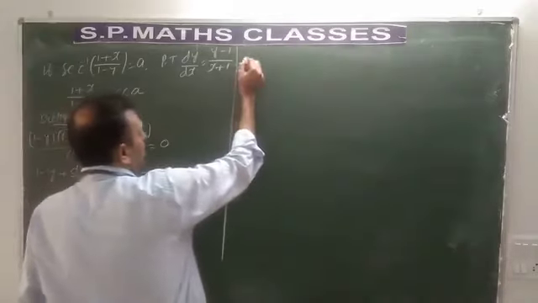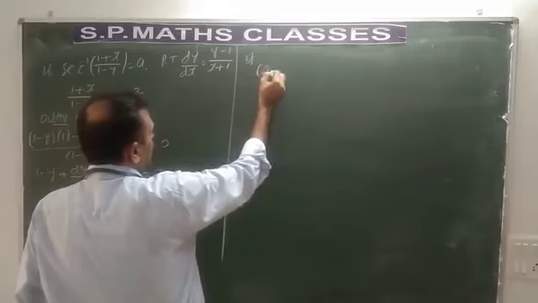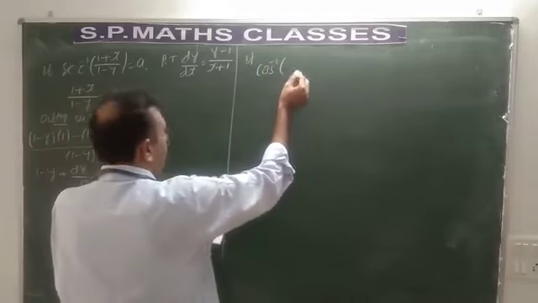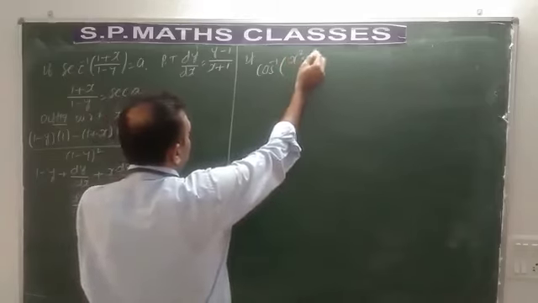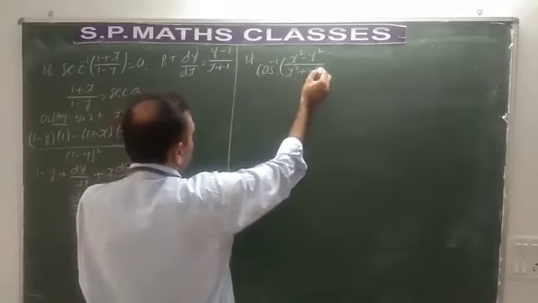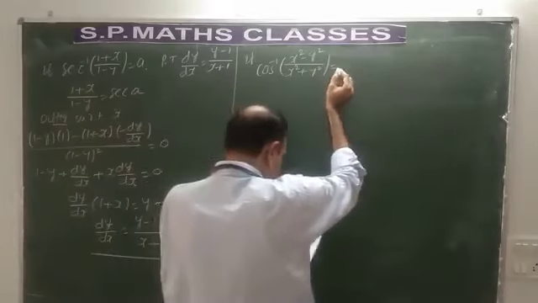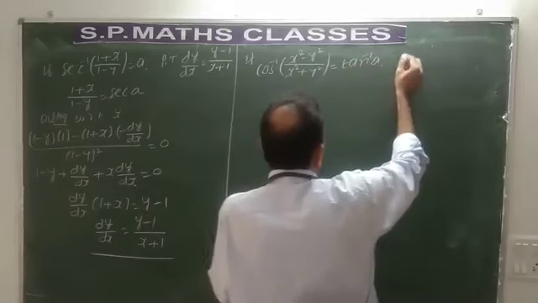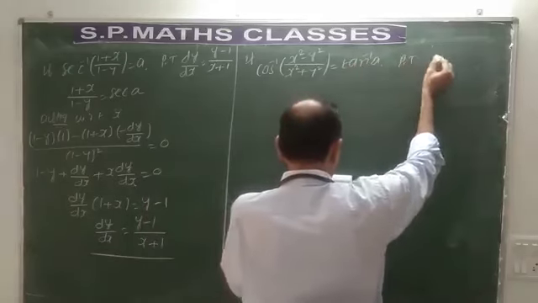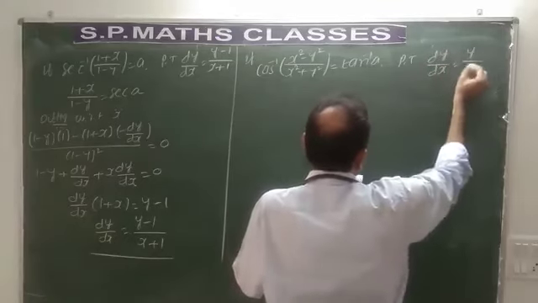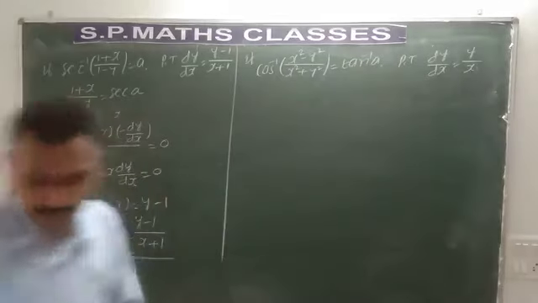Let us take one more problem. If cos inverse of x squared minus y squared divided by x squared plus y squared is equal to tan inverse a, prove that dy by dx is equal to y by x. You need to know this.